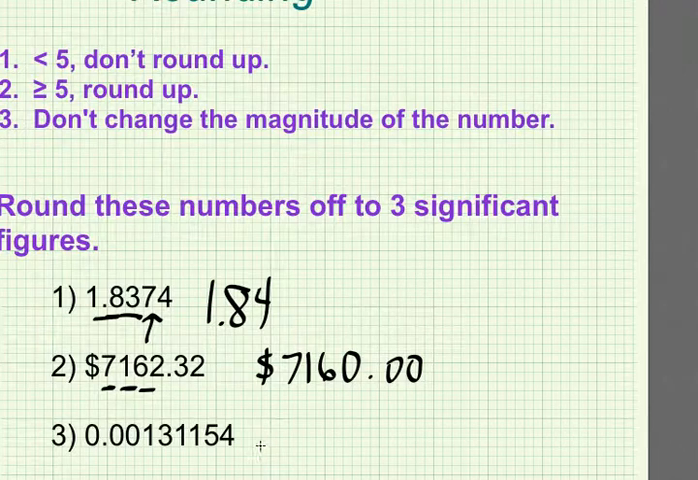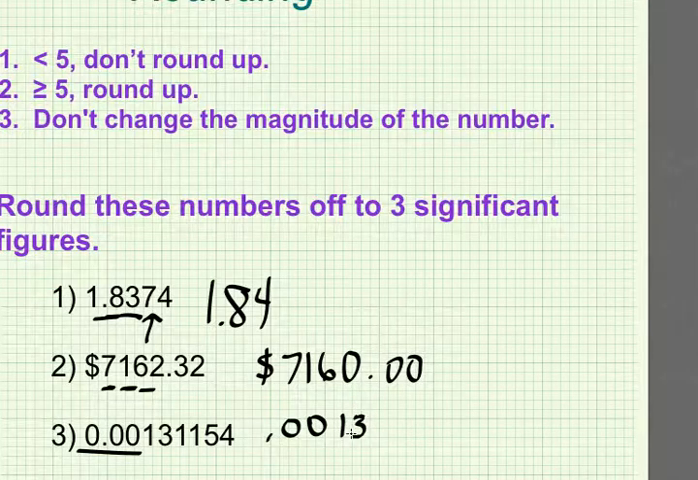All right, and take a moment and see if you can do number 3 on your own. We want 3 significant figures. That means you need to realize that these 3 zeros, do they matter or do they not? And they don't matter, and we call those placeholders. So the correct answer would be 0.00131.